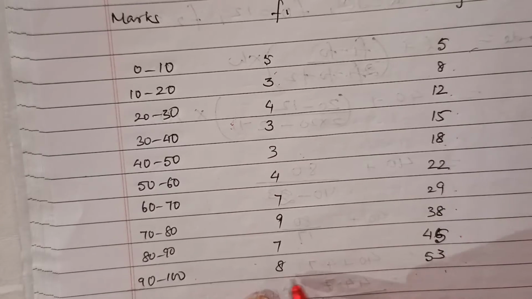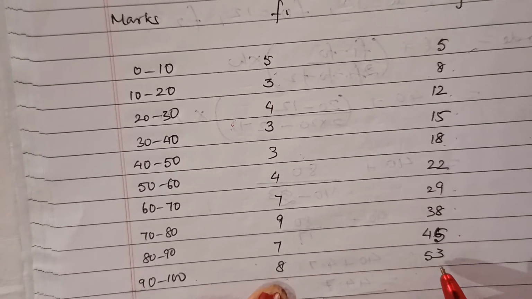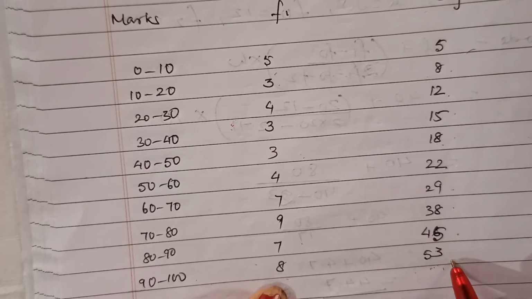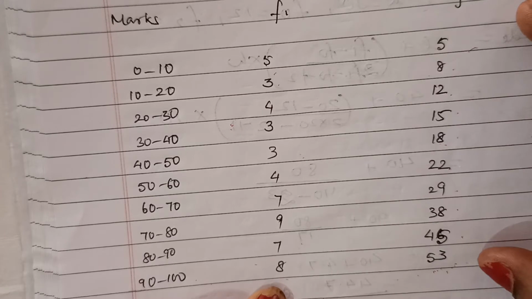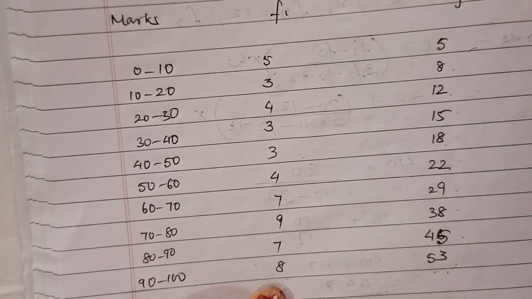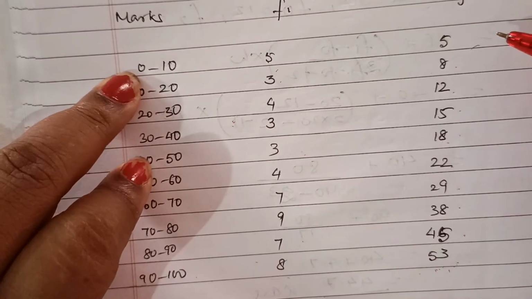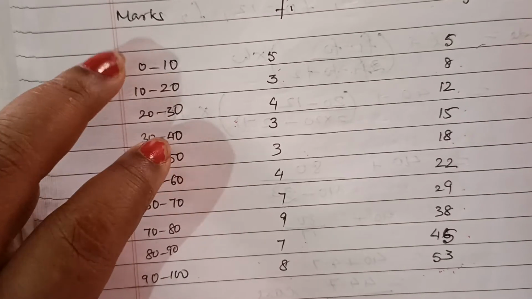Whatever the total frequency is, that will come here. By seeing the last term only, you can understand the total frequency. This is known as cumulative frequency of less than type. Less than type means below 10, okay, 0 to 10 means below 10.